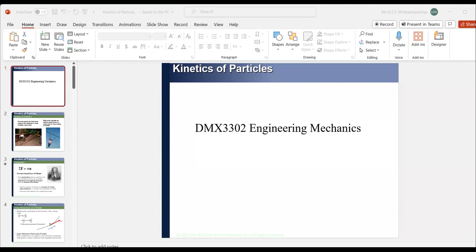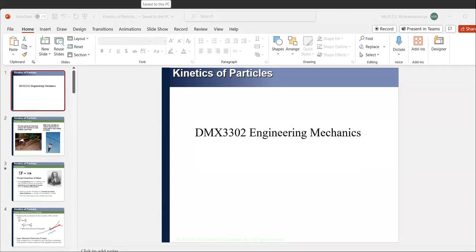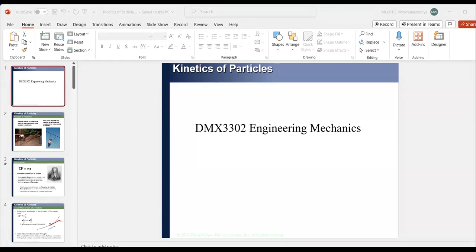Now, for the tutor mark assignment, there are some problems for you to work out on your own and then later submit to the LMS. All of you do have access to the LMS, the Learner Management System, right? Once you take the subject, you will have access. If not, let me know by sending a message or an email.